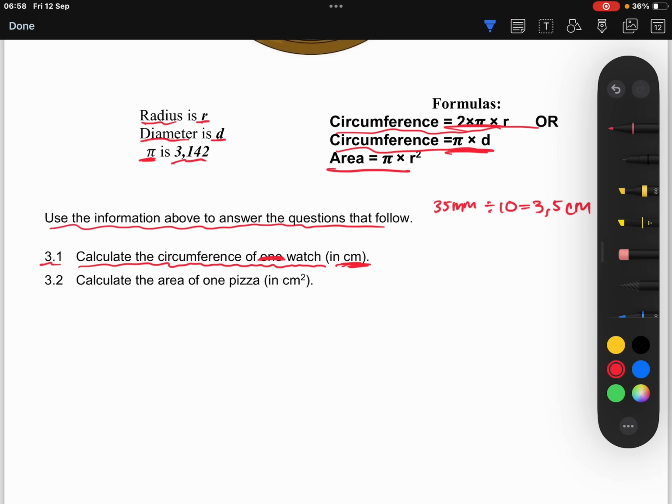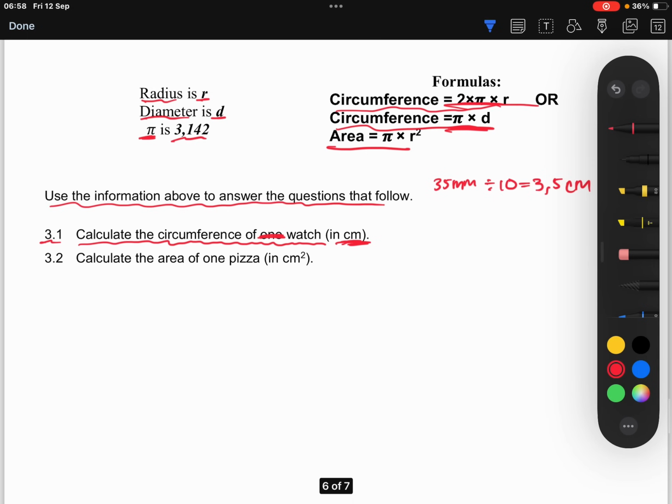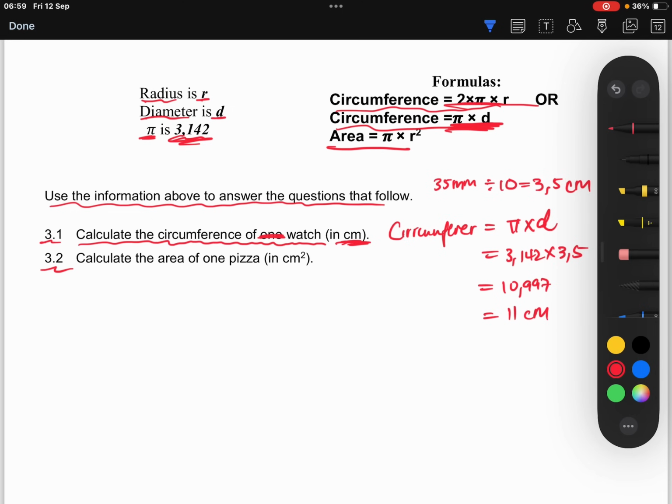Now to calculate the circumference, we're going to use this formula. This is going to be easy. Circumference is pi times diameter. The pi value we're given there is 3,142 times the diameter, which is 3,5. If you punch that in the calculator, it's going to be 10,997, which is about 11 what? Centimeter.